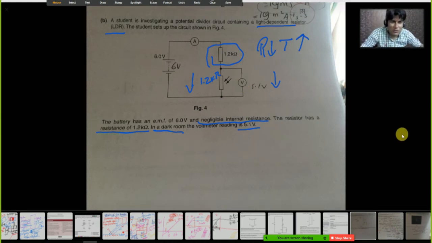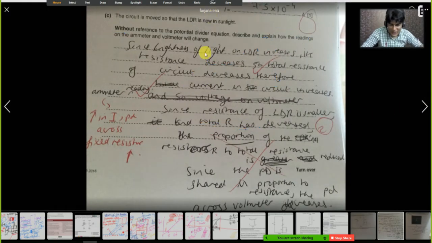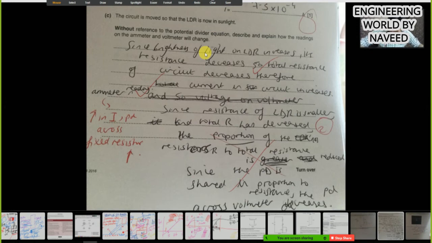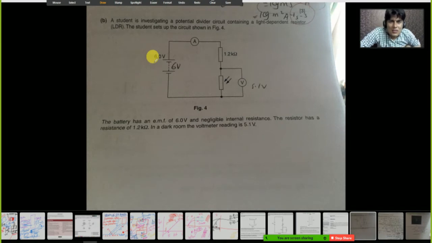You want to see your own answer? Okay, you can cheat in front of me. Since brightness of light on LDR. No, the voltage across this resistor.